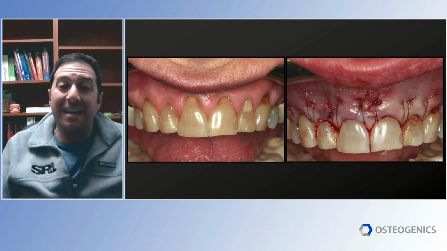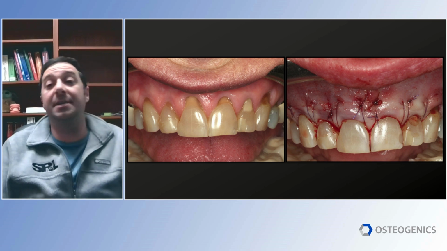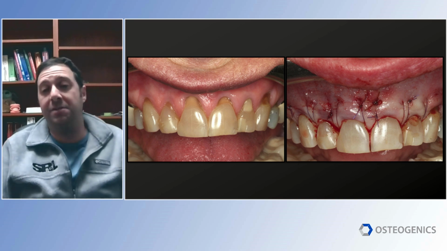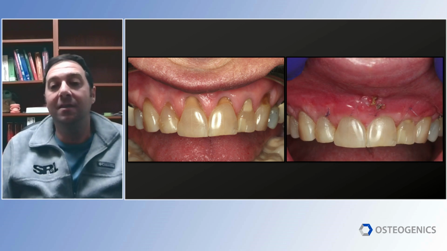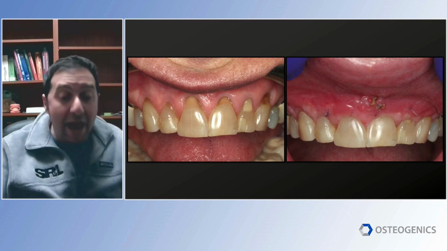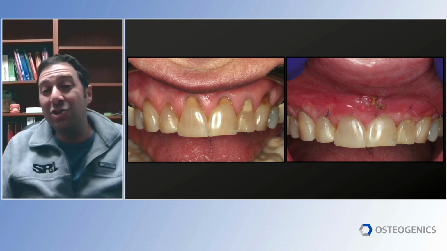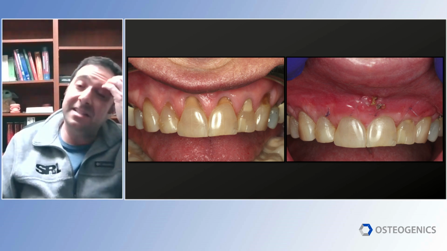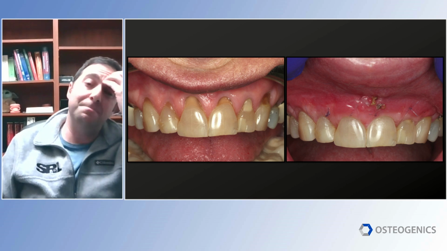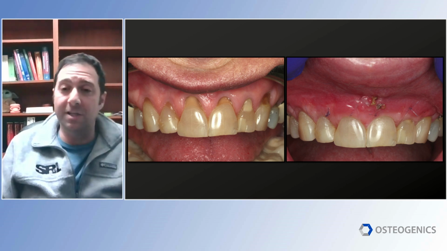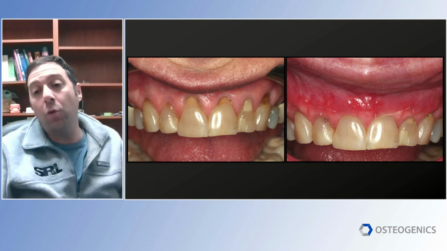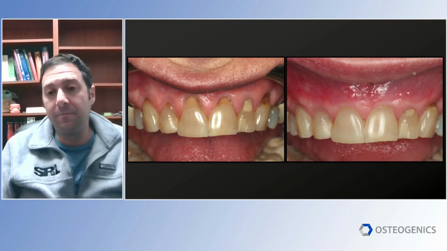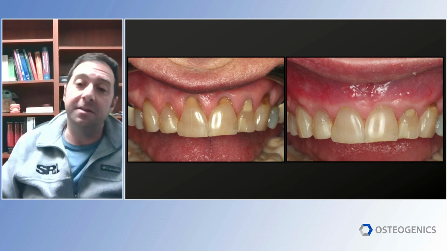Patient goes off, and again, normally I would tell a patient, listen, you're going to be really swollen after this procedure. Patient came back in 2 weeks looking like this. Patient was thrilled. I was thrilled. Again, this is a 2-week post-op. Excellent result. Patient had minimal swelling, minimal bruising, minimal pain. Here we are at 4 weeks, and here we are at 8 weeks.